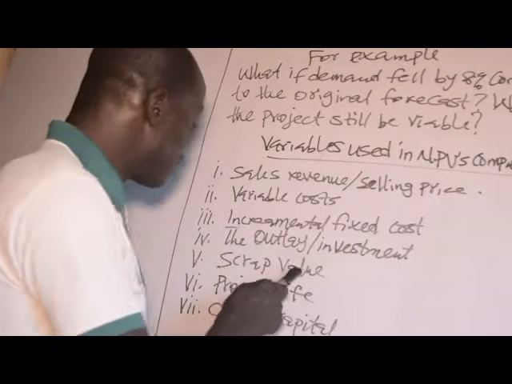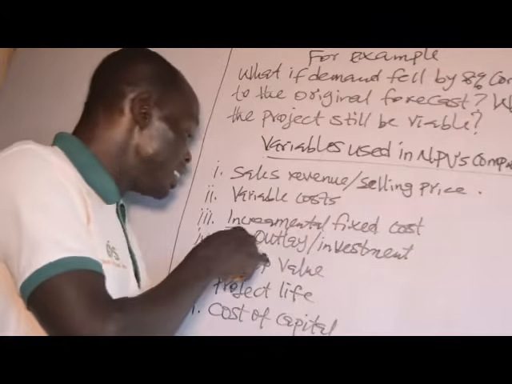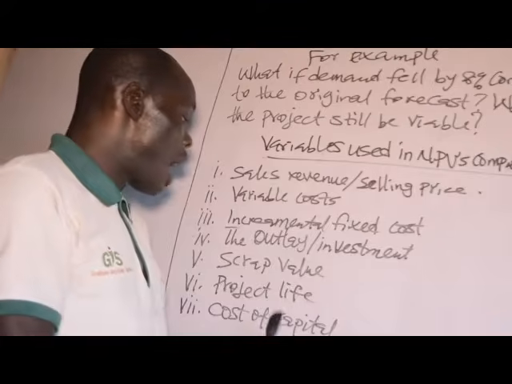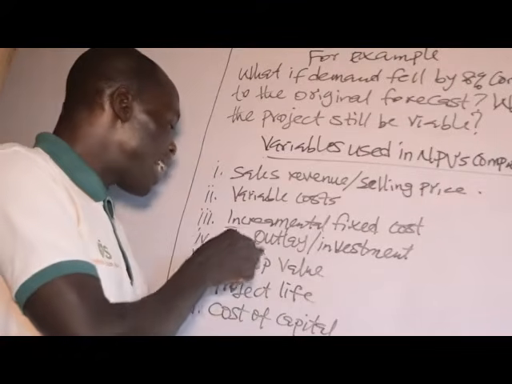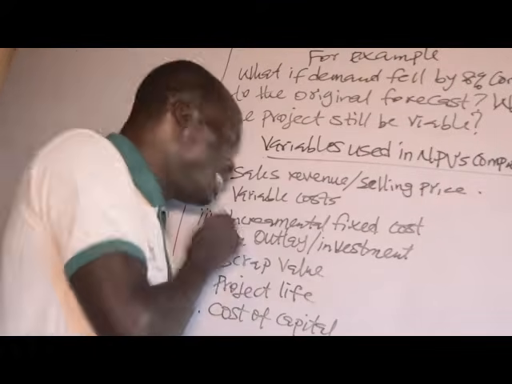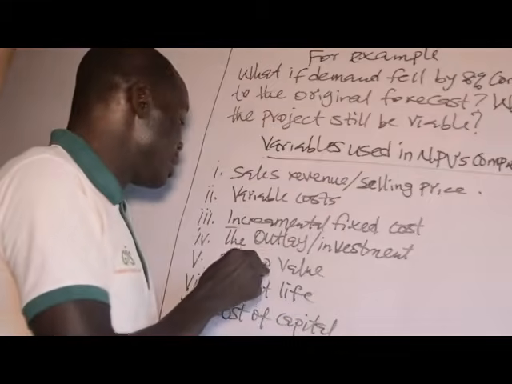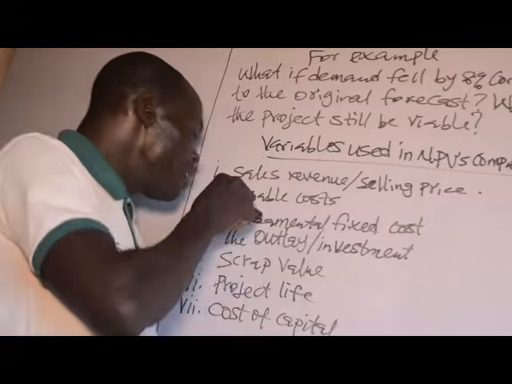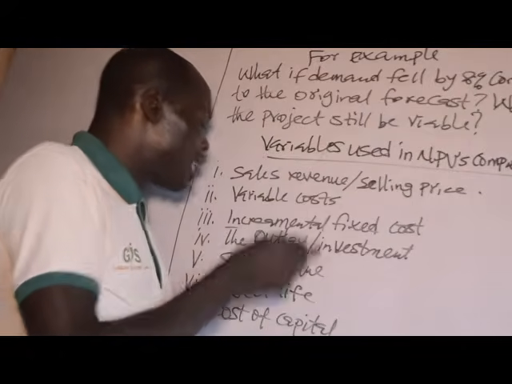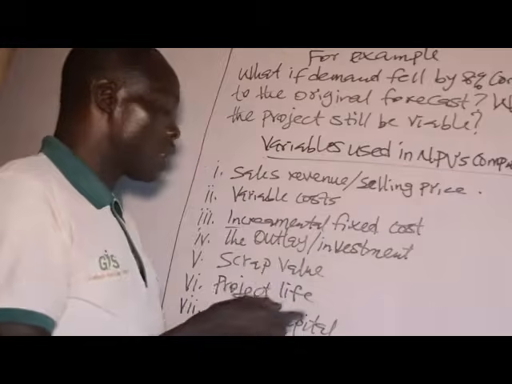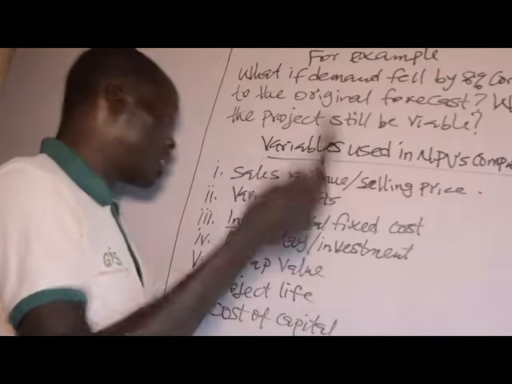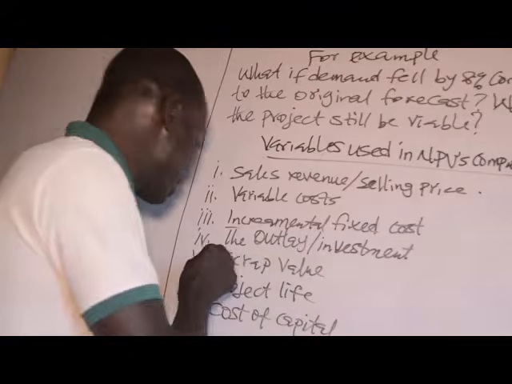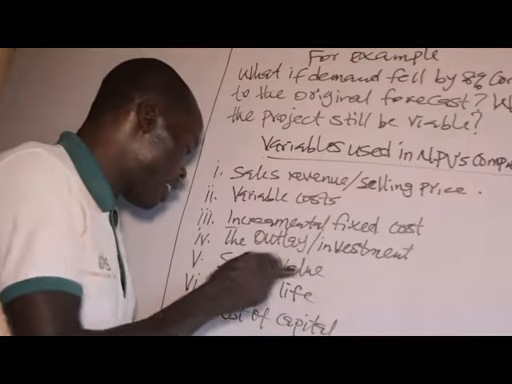Sensitivity to scrap value. Scrap value is an inflow, so you look at it in the angle of reduction. By what percentage can your scrap value be reduced and still have a positive NPV? That means if you reduce your scrap value by more than that percentage, the NPV becomes negative and the project becomes unacceptable. That percentage change in the scrap value is the sensitivity to the scrap value.